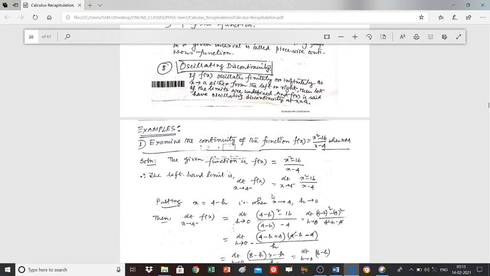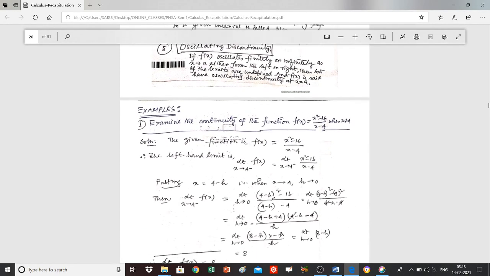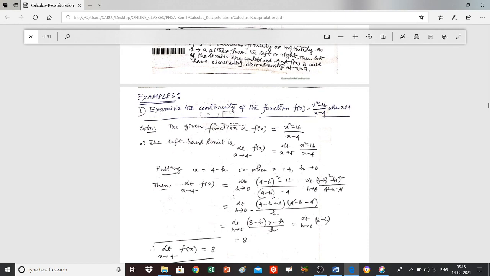And now we have to test whether a given function is continuous or not. And here are some examples.